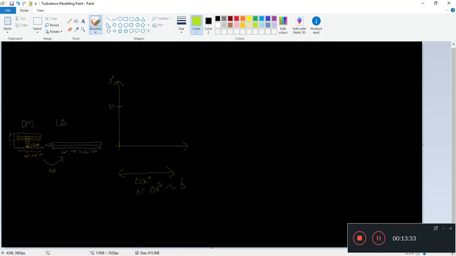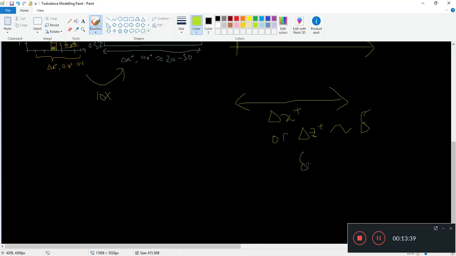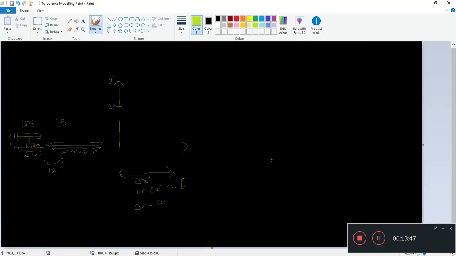That means delta x plus will be on the order of 500. Oh, that's pretty big. So 400 to 500. So how big is your first grid spacing of the wall? Let's say for the RANS grid, the Reynolds average Navier-Stokes grid, how big would it be? You would have it all the way here, and probably off the page as well. That's how big it is.